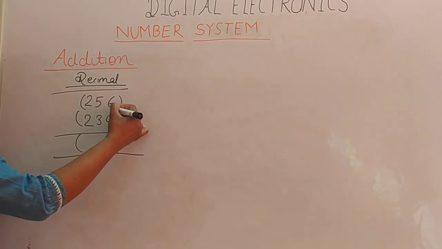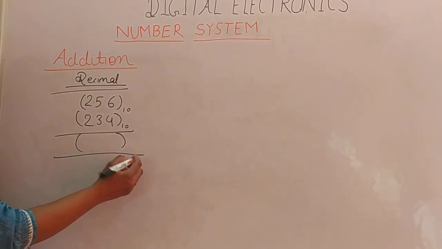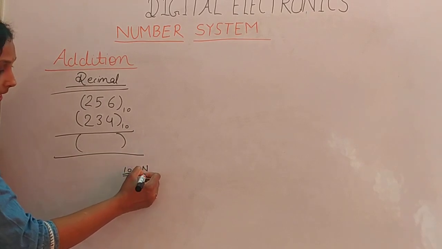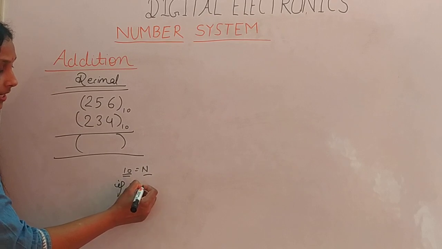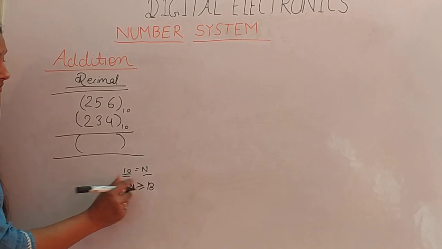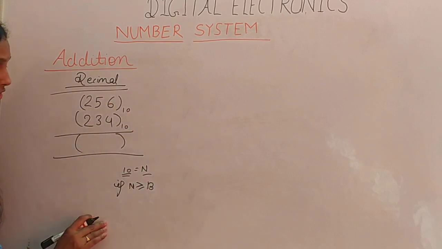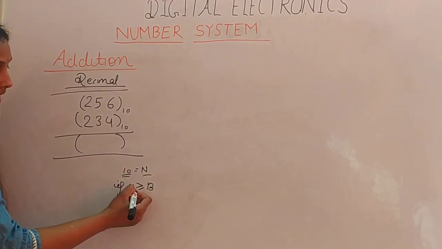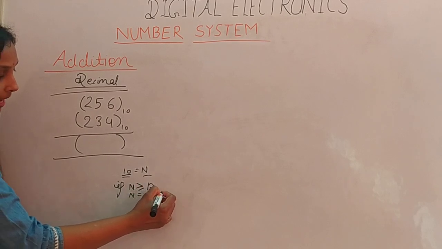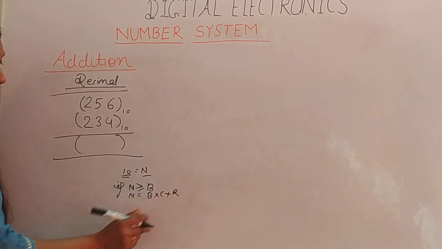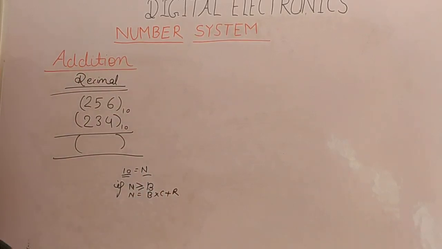Then 6 plus 4 is 10. We will calculate 10 and we will assume this number as N, capital N. And then we will check if N is greater than or equal to the base, the base of the number system which we are using. If it is, then we have to write N as N = b × carry + remainder. Then we will put the remainder here and the carry here.